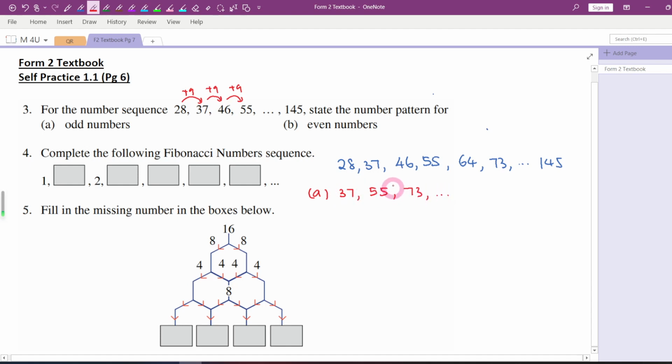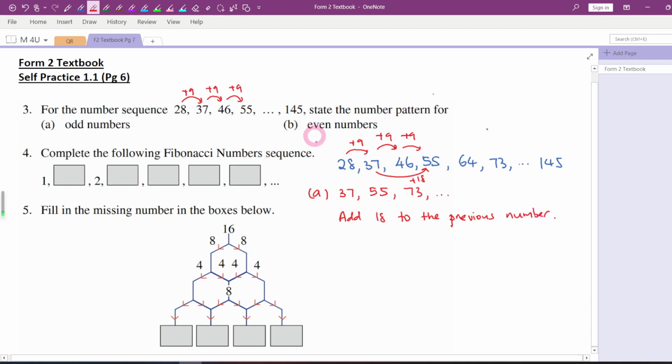So the question is asking us to state the number pattern for this odd number sequence. So it will be from here, add 9, add 9, add 9. So how about from here straight away go to 55? It will be add 18, right? So the number pattern of this odd number sequence will be add 18 to the previous terms or previous number.